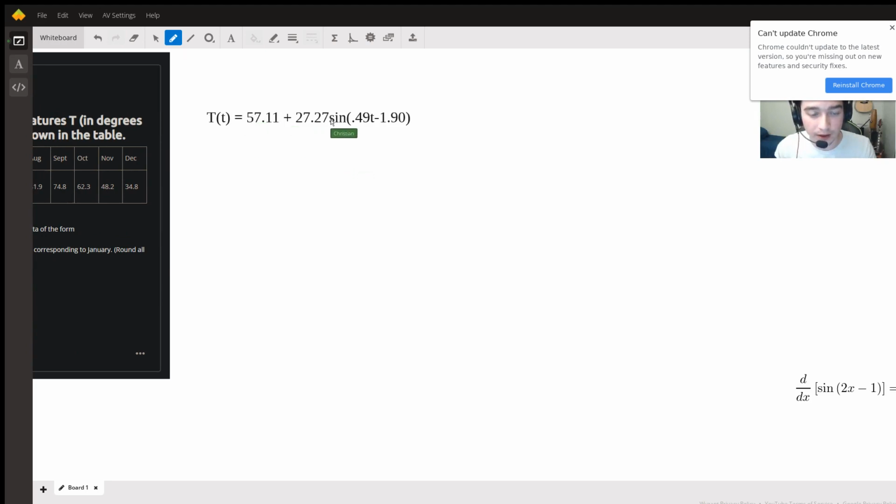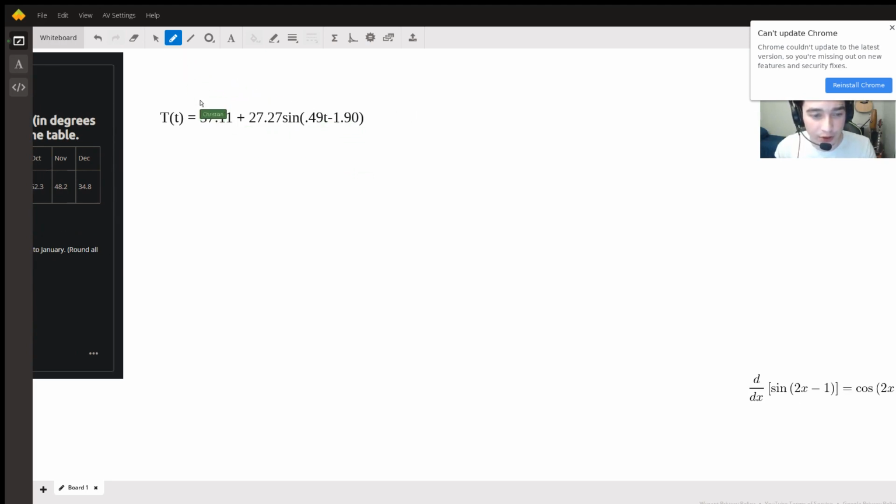Okay, so now we need to take this derivative. So this is a constant. The derivative of a constant is always 0. And then we look here, there's some weird things going on. This isn't just sine of t, there's other stuff going on around it. This is a function inside a function, and this calls for a chain rule. So when you have a function inside a function, you have to take the derivative of the outer function first, then multiply it by the derivative of the inner function. This is an example right here.